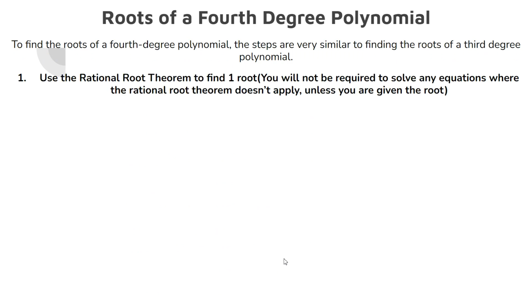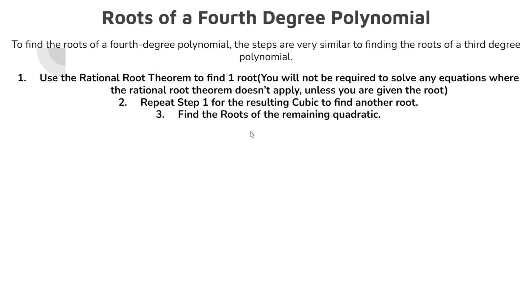Finding the roots of a 4th degree polynomial is very similar to finding the roots of a 3rd degree polynomial. You use the rational root theorem to find a root. You'll not be required to solve any equations where the rational root theorem doesn't apply unless you're given the root. You're going to repeat step 1 for the resulting cubic, because when you use the rational root theorem to find the root, you're going to end up doing synthetic division. So again, solving these big polynomials is just like breaking down a quartic into a cubic, and then a quadratic, and then you're just solving the quadratic. Solving any polynomial is breaking it down into smaller and smaller degrees.